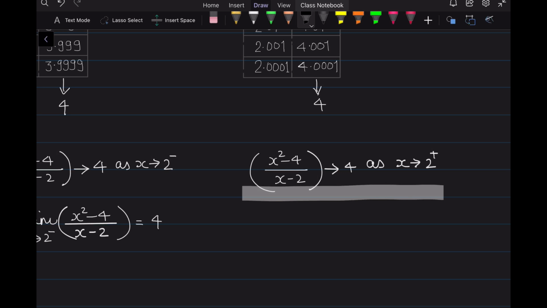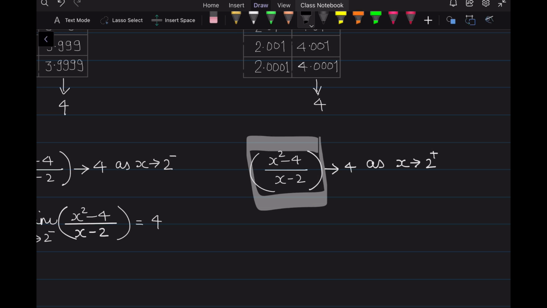Now we know the meaning of this statement. It means that this number 4 is the limit of this function as x approaches 2 from the right side.